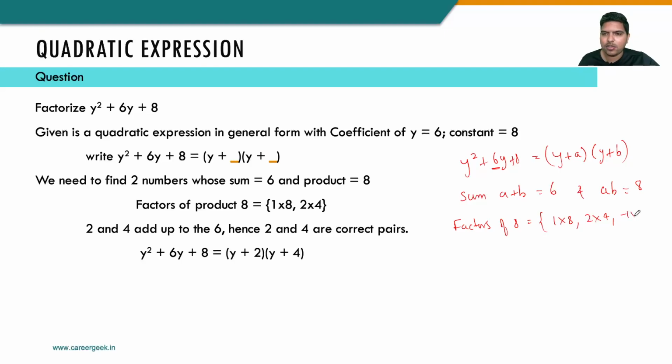You can take negatives also. Negative 1 multiplied by negative 8, negative 2 multiplied by negative 4. And then check which of these add up to 6. Only this adds up. So here a is 2 and b is 4. The factored form of this is y plus 2 multiplied by y plus 4. It's as simple as that. That's what is written over here also. We need to find two numbers whose sum is 6 and the product is 8. Instead, I've taken a and b.